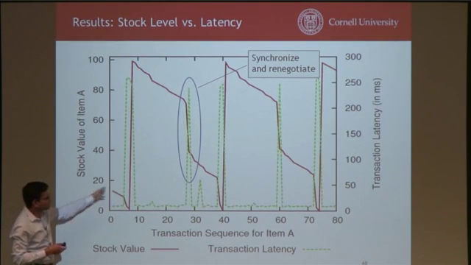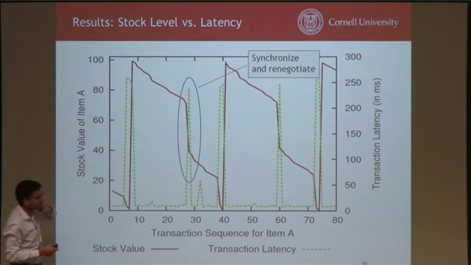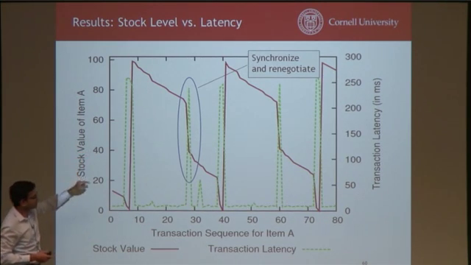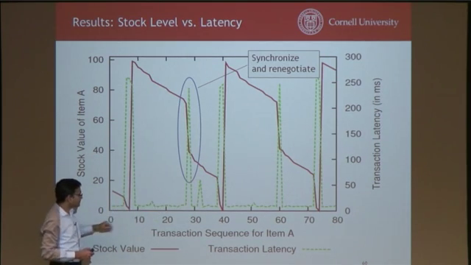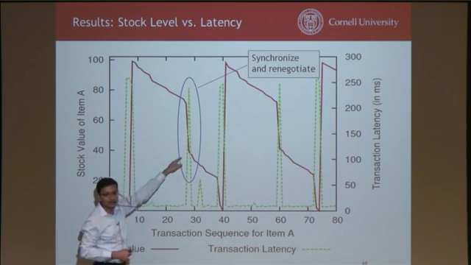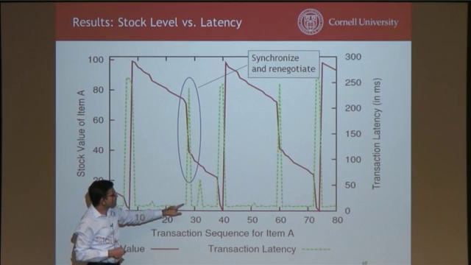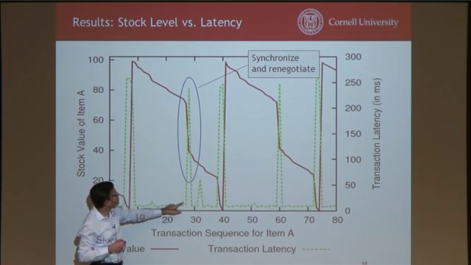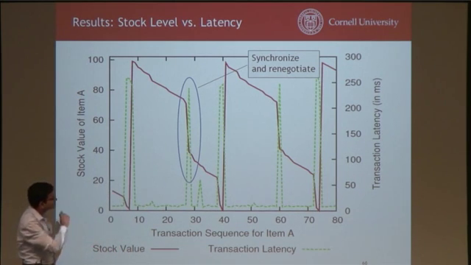So let us walk through this graph from left to right. Let's say that I start with this value of 100 for the red line. Now I'm executing transactions locally using the homeostasis protocol, and that manifests itself in these low latencies because the transactions are executed locally. At this point, I witness a local treaty violation, so I need to run a round of synchronization. And that requires communication between the replicas, which is why there is a spike in this green plot.